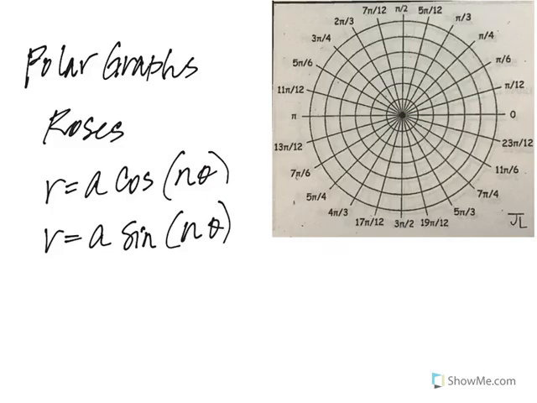And they always occur in this form, a cosine n theta, a sine n theta. And let me just tell you a couple of things about this. So a is the petal length. It's the length of each one of the petals of the rose, and n is the number of petals.